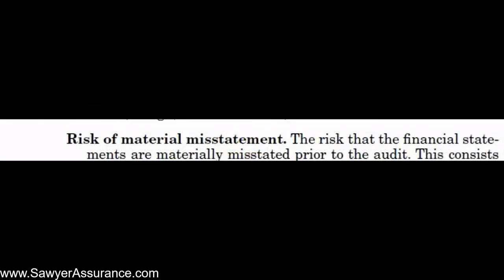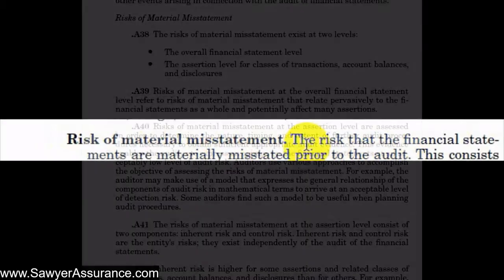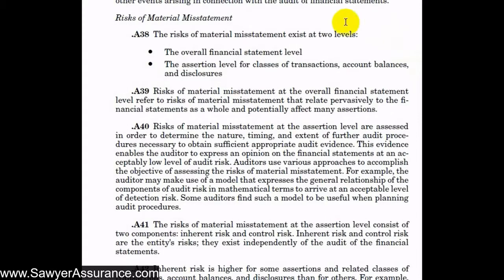So let's first start out with risk of material misstatement. And so that is the risk that the financial statements are materially misstated prior to the audit. So let's dive a little deeper into what exactly that means. So we see here in some of the interpretations of GAS in AUC section 200 that the risk of material misstatement exists at two levels. The first one is at the overall financial statement level, and the second one is at the assertion level for classes of transactions, account balances, and disclosures. So let's take on each of these separately.